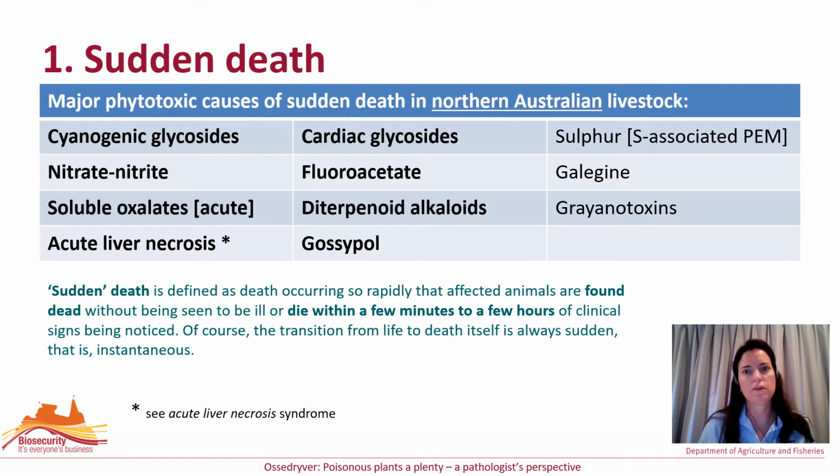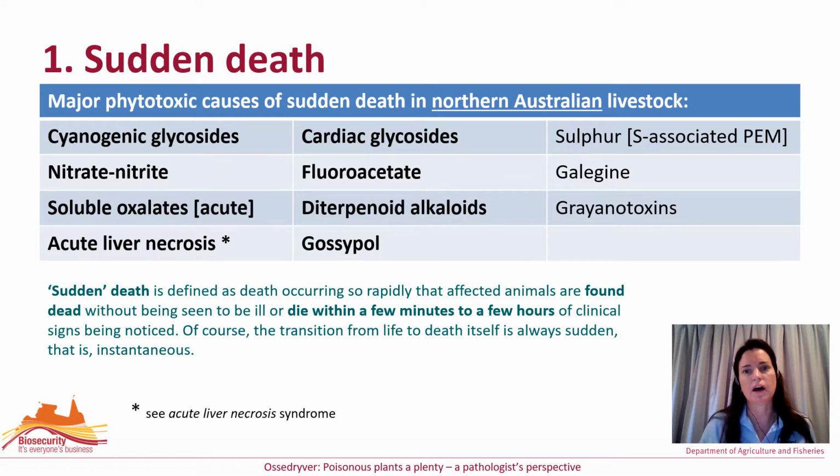This is one of the most common syndromes encountered in livestock, particularly where intoxication is suspected. Animals may be simply found dead or observed to die within a few minutes to hours of becoming ill. The most common phytotoxic causes of sudden death we see in livestock include cyanide and nitrate-nitrite poisonings, acute oxalate poisoning due to soluble oxalates, a variety of myocardial phytotoxins, and poisonings by plants that produce acute liver necrosis.